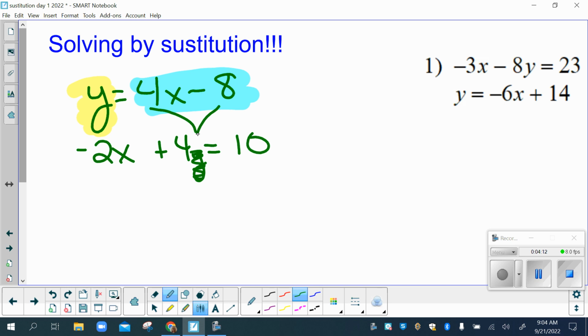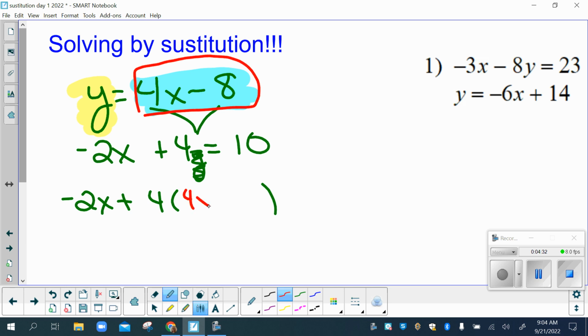Does that make sense? It's like I can be here, or I can leave and put my daughter in my place. You're substituting me out, right? So here's what it would look like. 2x plus 4. Now put in his new name, and his new name is 4x minus 8. And then we just keep on going.